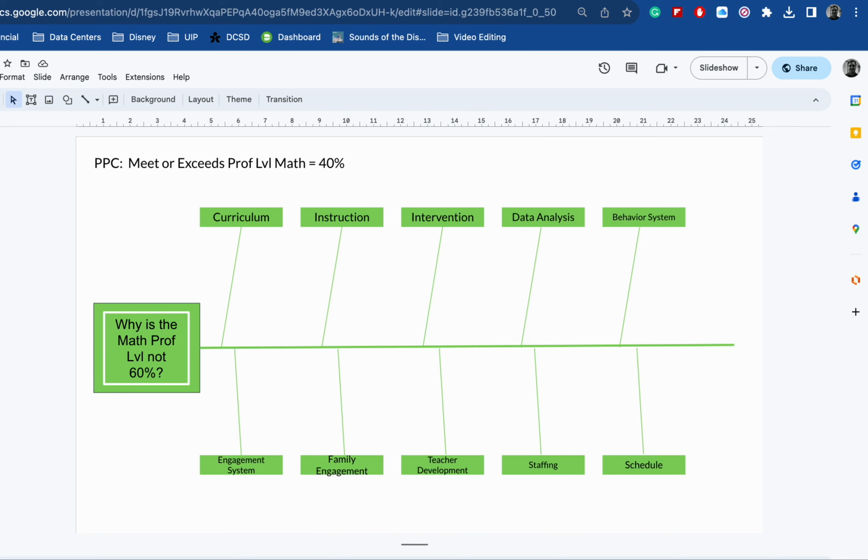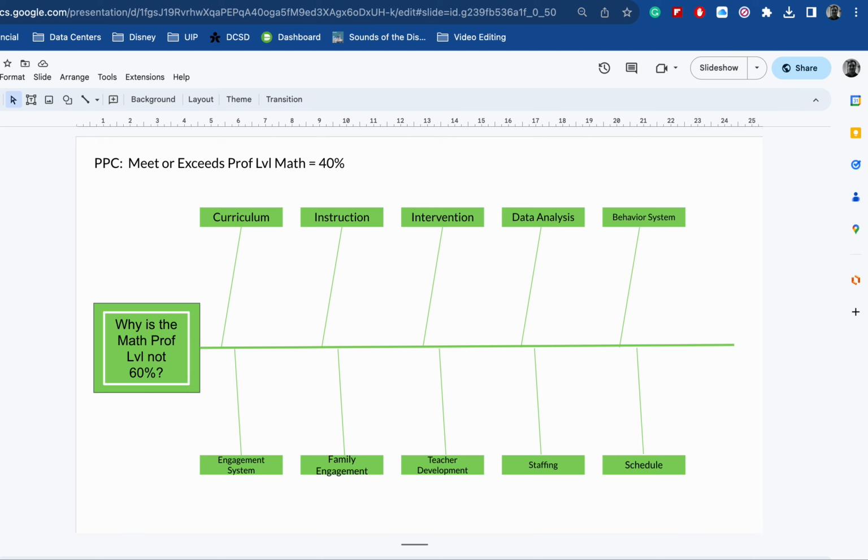If you've seen it, it's the fishbone diagram. In this example on this slide, the priority performance challenge is that the meets or exceeds proficiency level in math is at 40%. Those are kids that are meeting or exceeding the standard, and we'd like that to be in the 60s. So what we do is we pose this question to the team: why is it not in the 60s? And we have them think about why it's not at this target level for us.